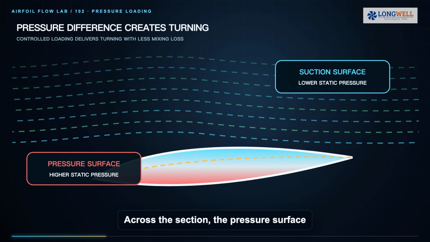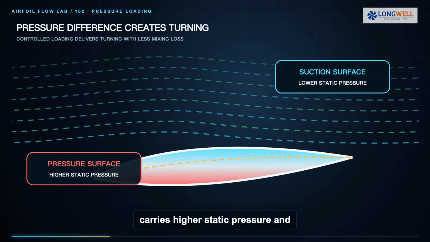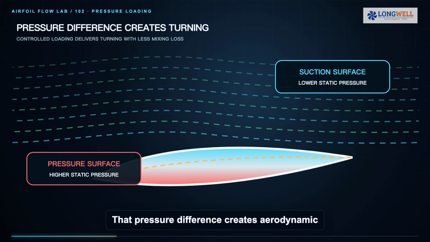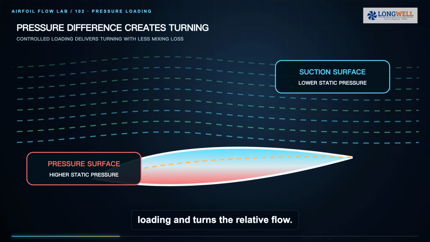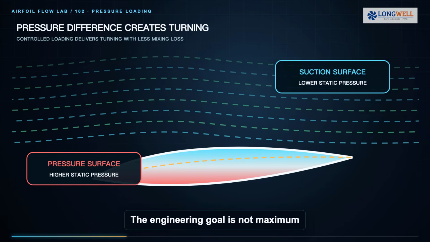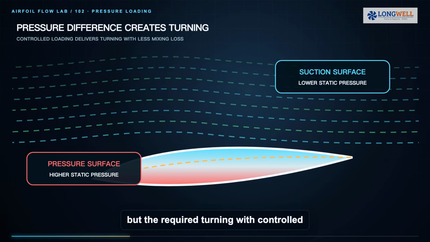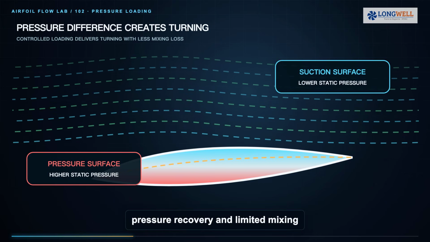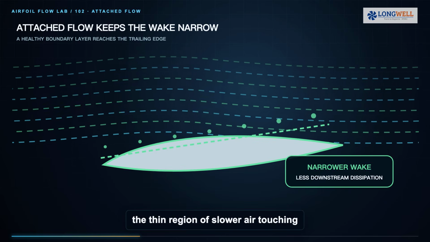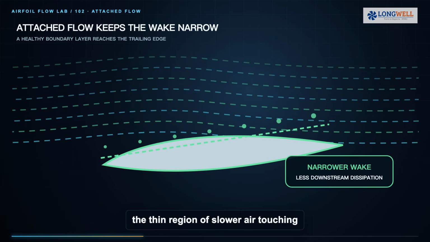Across the section, the pressure surface carries higher static pressure and the suction surface carries lower pressure. That pressure difference creates aerodynamic loading and turns the relative flow. The engineering goal is not maximum loading at one spot, but the required turning with controlled pressure recovery and limited mixing loss. Now zoom into the boundary layer, the thin region of slower air touching the blade.